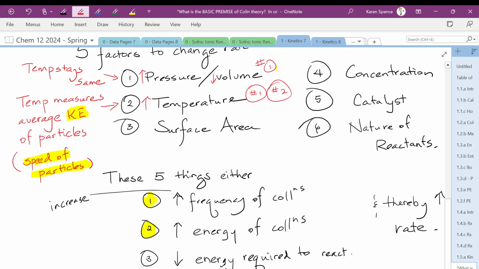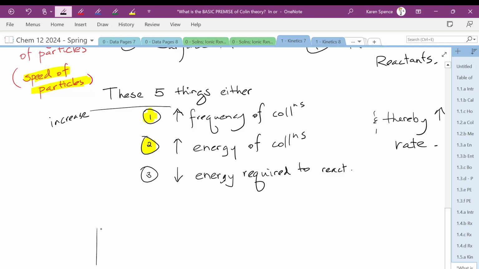Surface area. Does increasing the surface area increase the frequency of collisions? Now, I want you to think about surface area. Here, I have a block. Okay? I have blocks. Let's see if I can hold them up successfully. I have 4 little blocks together. Should I see if I can do a cube? I don't know if my fingers are big enough to do a cube, but we'll try. Okay, here we go.